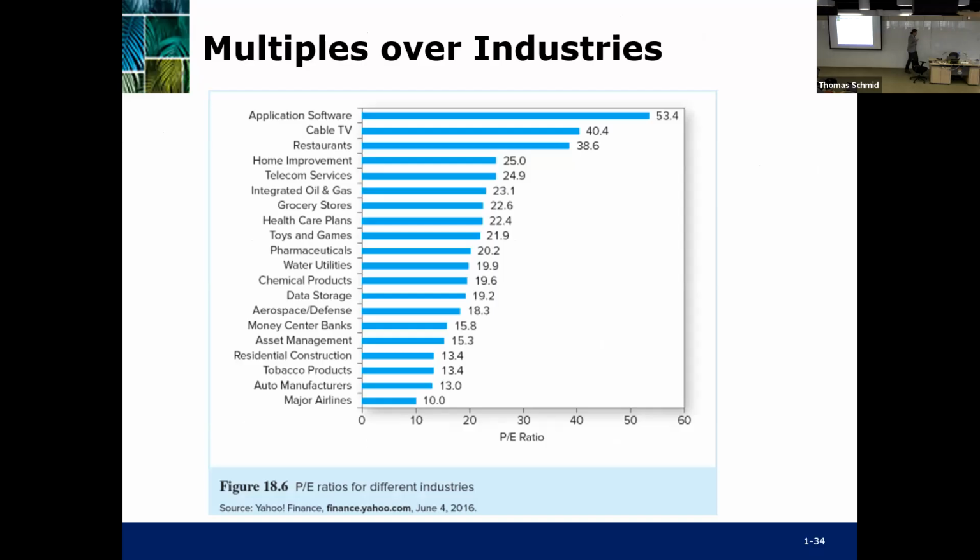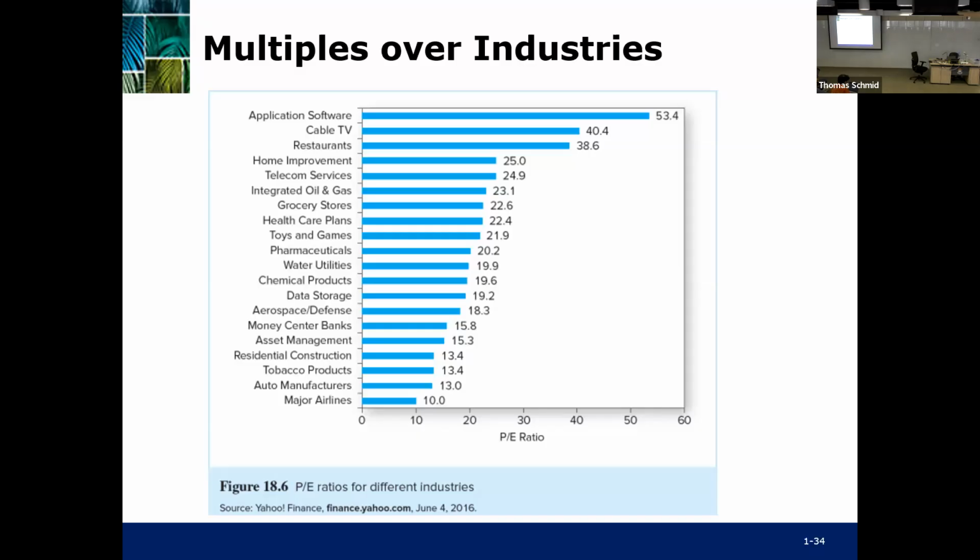This slide is important to understand why it is so crucial to only look at comparable firms. What this slide shows you is the price-earnings ratio across different industries. And what we can see is that in some industries, application software, it's above 50. And in other industries, major airlines, it's like 10. So a lot of difference here. A lot of heterogeneity in these multiples.